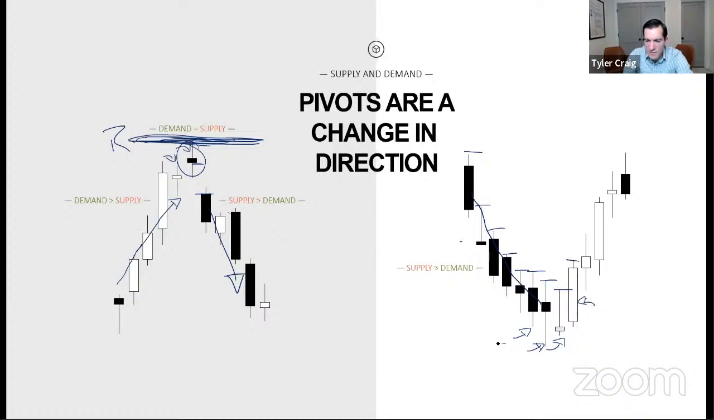We pivoted. We found support down here. Supply equaled demand, and then demand takes over. The stock goes up. Those pivots, those swing highs and swing lows, are important parts of reading a chart as well. And understanding where the candlestick is forming in relation to those pivots can be very helpful too.